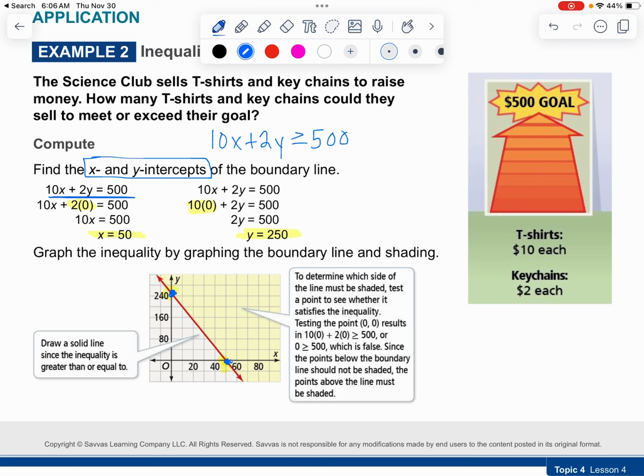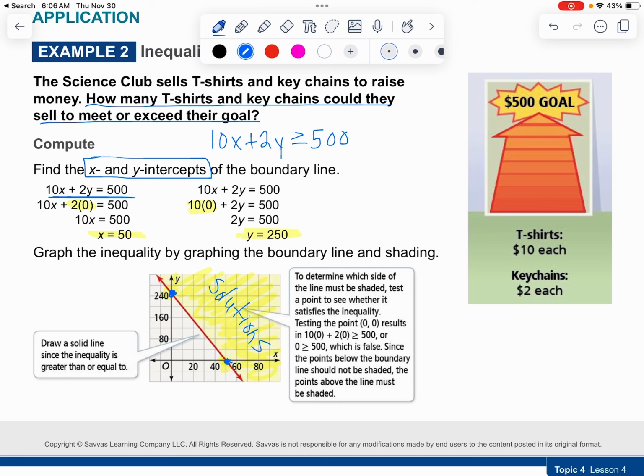So they want to know how many t-shirts and keychains could they sell to meet or exceed their goal. So notice where the shading is. Okay, the shading is in this area here. That's where all of your solutions are. Okay, so I could pick any point in that region and I'll have a solution to the inequality.